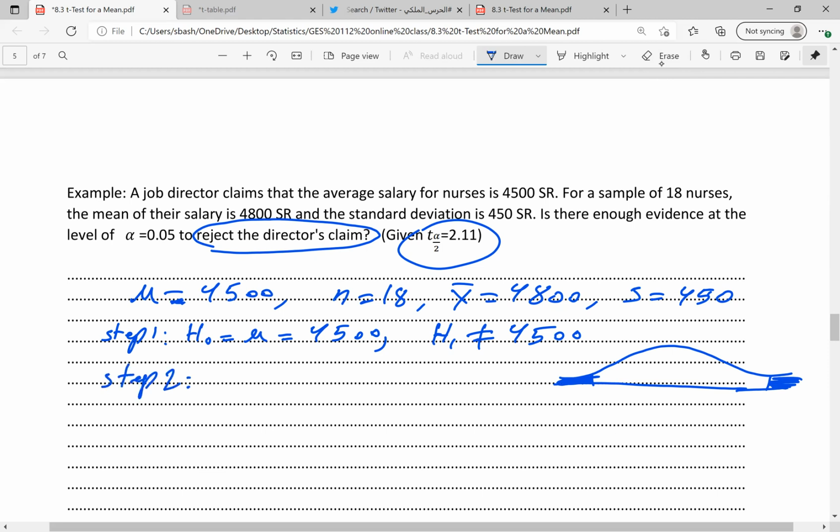2, critical value. I must have 2 of them. One to the left, that will be negative 2.1, and one to the right, which is positive. These are the critical values: left negative 2.1 and positive 2.11.